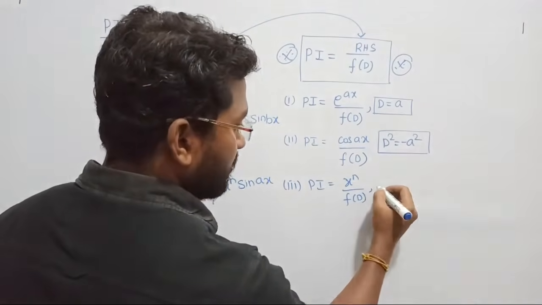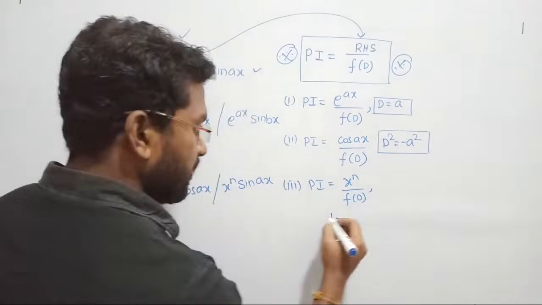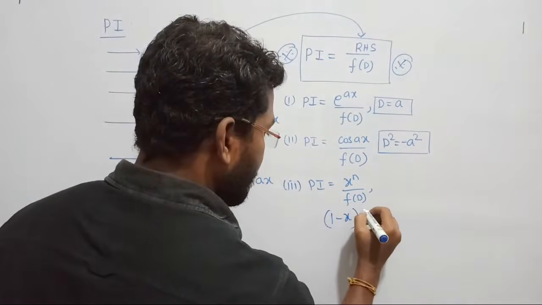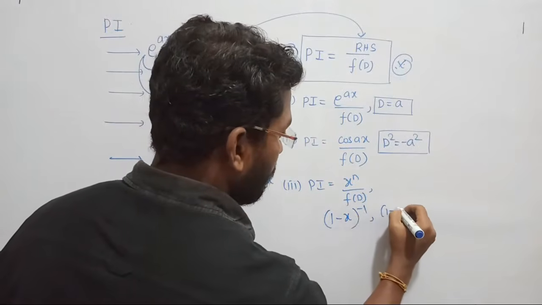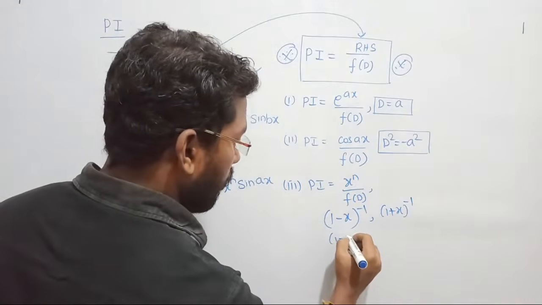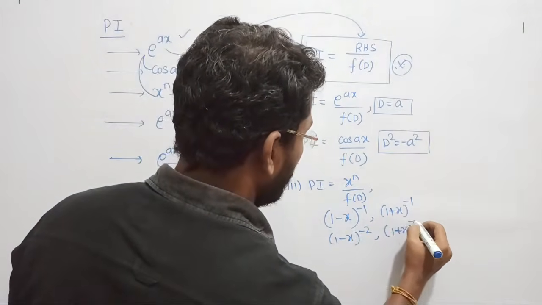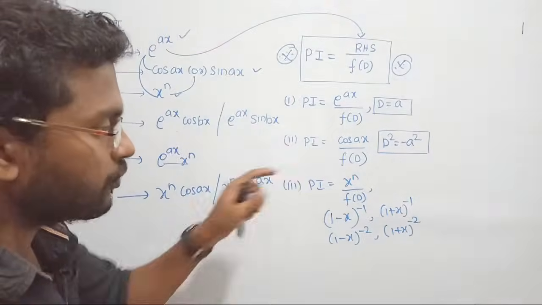We are going to write this expression with the help of some formulas, that is, 1 minus x whole inverse, 1 plus x whole inverse, and then 1 minus x whole power minus 2, and then 1 plus x whole power minus 2. We are going to use these four formulas here, right?